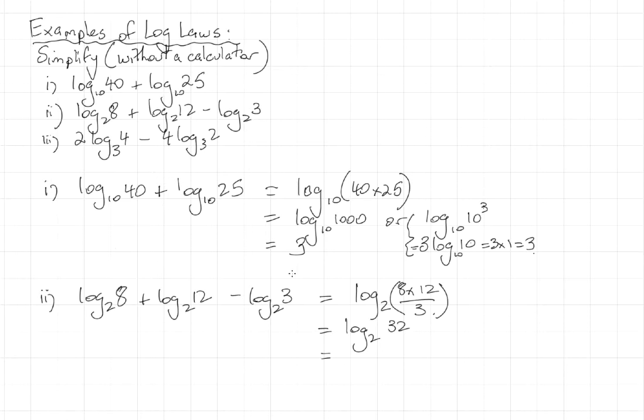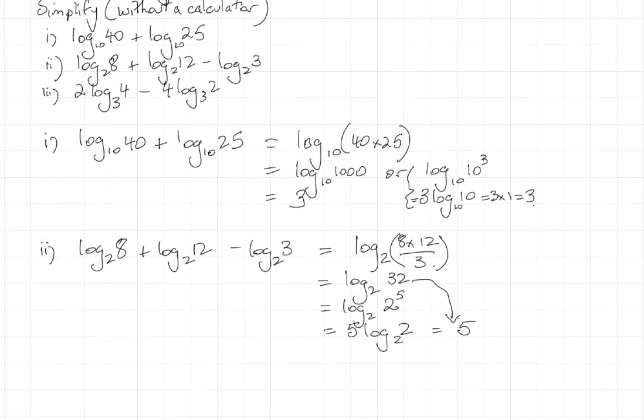Now once again, we could either go this way or we'd go this way up here. 32, can we express 32 as a power of 2? Yes, it's 2 to the power of 5. So that's equal to 5 times log 2 to base 2, which equals 5. Alternatively, if you know your powers of 2, you know that 2 to the power of 5 is 32, so we could have actually gone straight down to there.